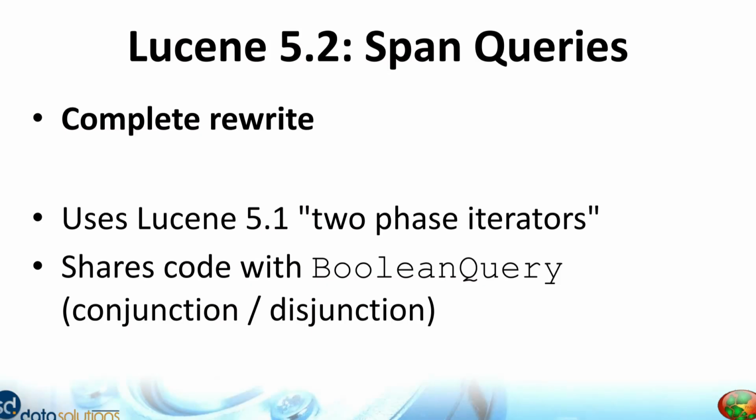The same applied for the span queries in the 5.2 series. Span queries were almost completely rewritten. It also uses, of course, the two-phase iterators, and it shares code with the Boolean query. So if you have something like a span or query, as said before, you first have to check that it is a disjunction, and afterwards you can check the positions. So this makes it possible to rewrite a lot of code. It's not yet completely done, but the first step was done in the Lucene 5.2 series.